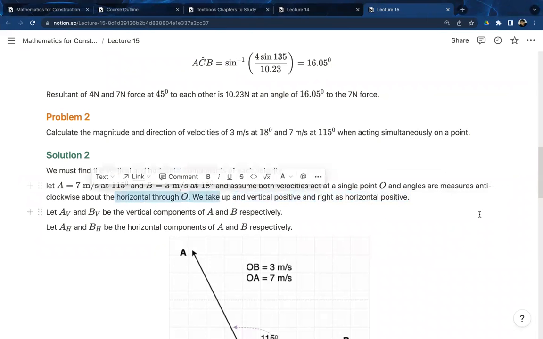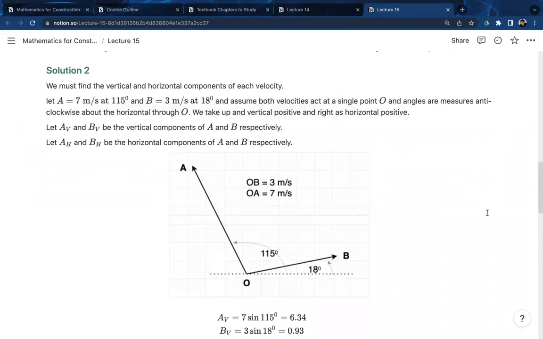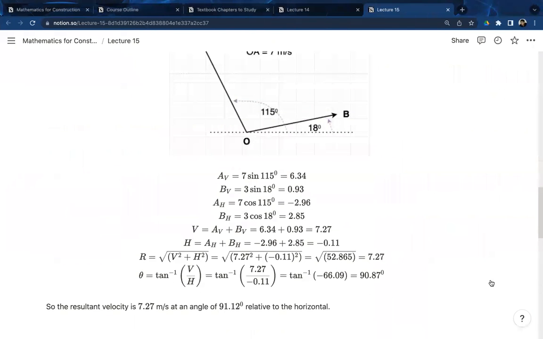On the horizontal, true. So if these two forces are here, we say what AV and BV are, AH and BH are. And we had some mistakes here. This 7 cos 115 is negative 2.96. Right, so a lot of these answers had to be reworked here. This is 0.11, right?